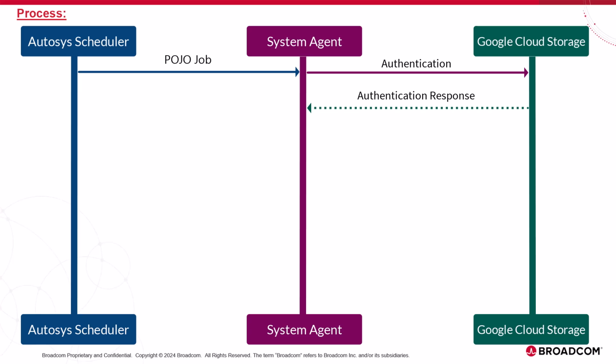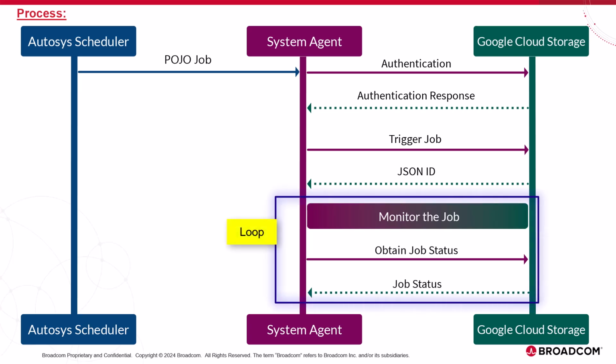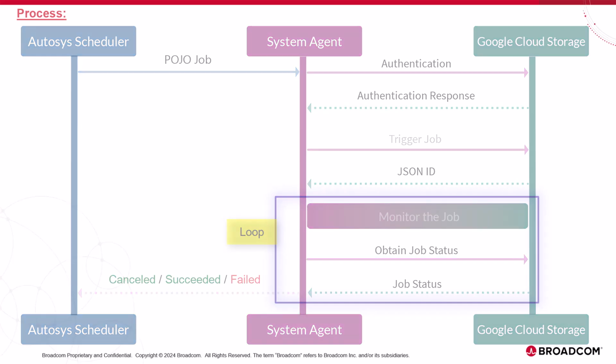Once authenticated, the agent submits the job to the Google Cloud Storage server as a post request. The Google Cloud Storage server identifies and executes the matching job. The job execution returns a JSON response that contains the execution details. The Google Cloud Storage server and system agent monitor the job until it reaches its final state. Once the final state is obtained from Google Cloud Storage, the job status in AutoSys is updated accordingly as either canceled, succeeded, or failed. Let's look at how to deploy the integration.